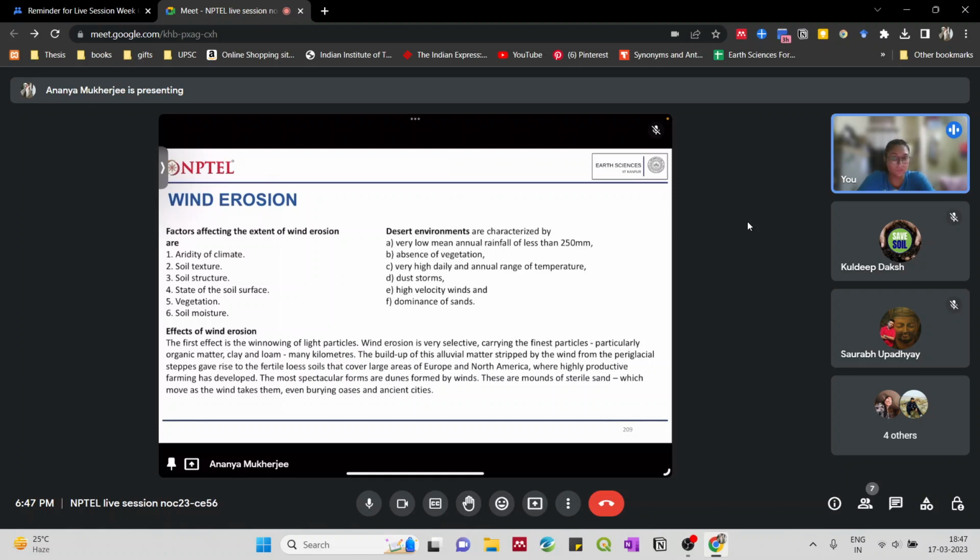And you will obviously have high velocity winds in those areas, and the dominance of sand sized particles, or sand in general. So these are how you can characterize an area as a desert.